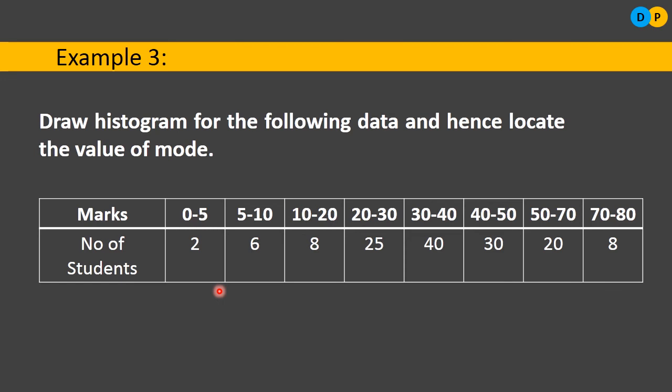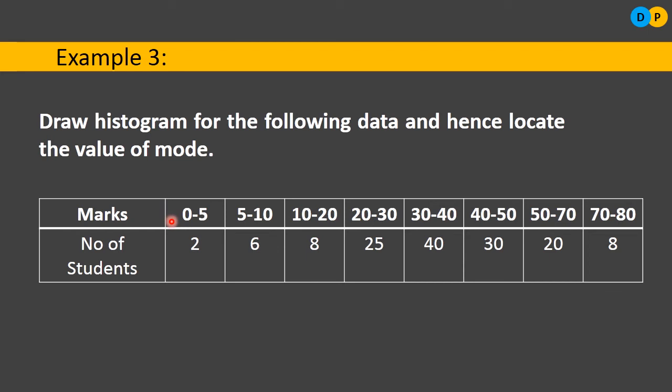Okay, fine. Let us go through the table. So marks and number of students have been given. Marks are in terms of class intervals: 0 to 5, 5 to 10, 10 to 20, 20 to 30, 30 to 40, 40 to 50, 50 to 70 and 70 to 80. If you observe these class intervals, are they of equal width? Please notice, the first class interval is of width 5, here also 5, but here 10, 10, 10, 10, here 20, again 10. So the class intervals are not of equal width, they are of unequal width.